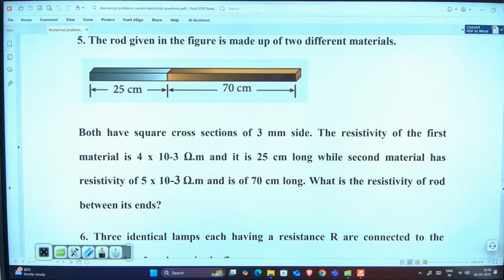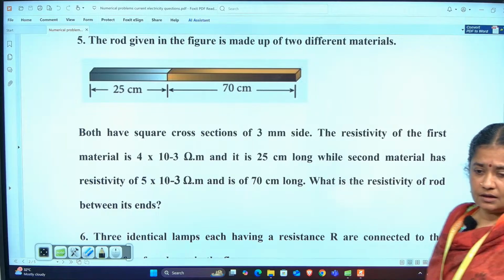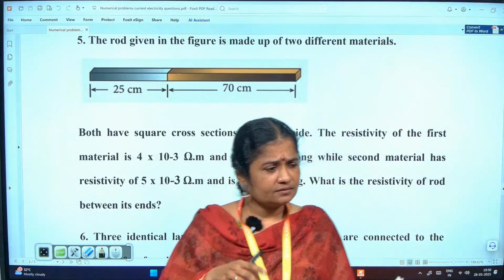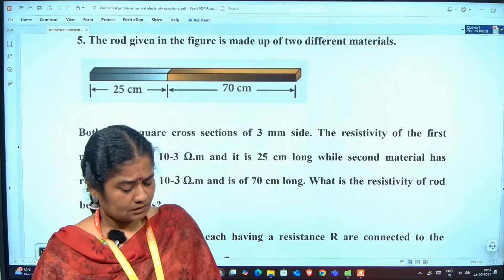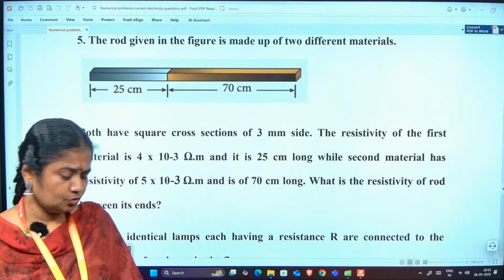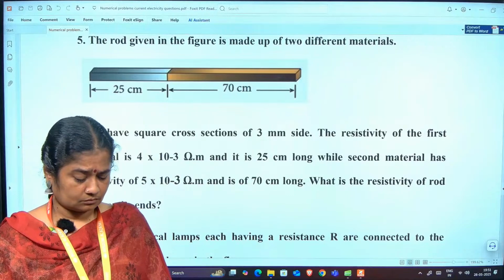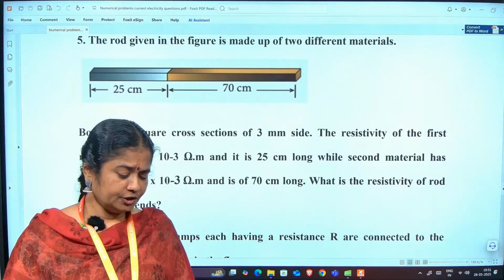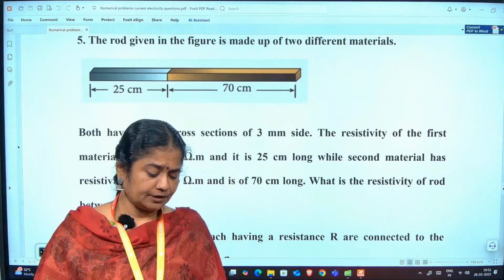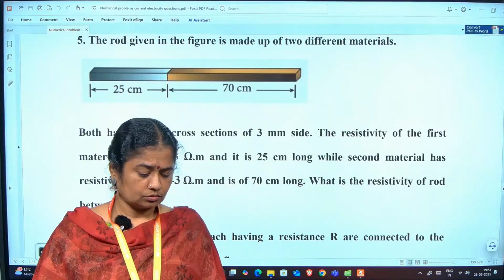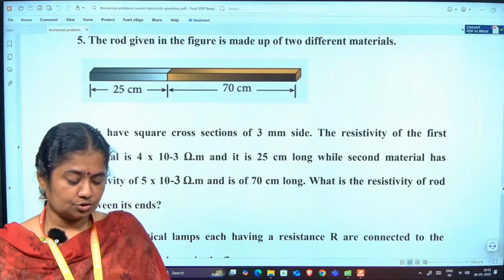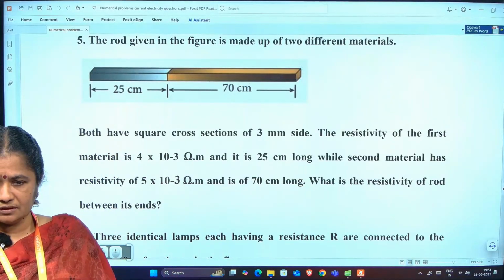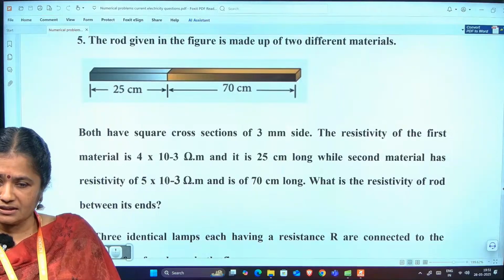Ma'am, I see 3.8 into 10 to the power 4. Are you giving me the value of resistivity or resistance? Resistance. Resistance, it is given as 500 ohms. 4 into 10 power 5 into 25 into 10 power minus 2 plus 5 into 10 power minus 5 into 70 into 10 power minus 2, that is in the numerator, divided by 9 into 10 power minus 6.